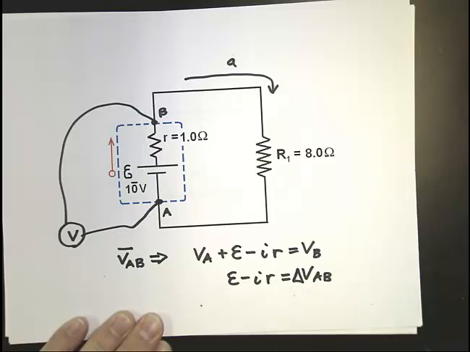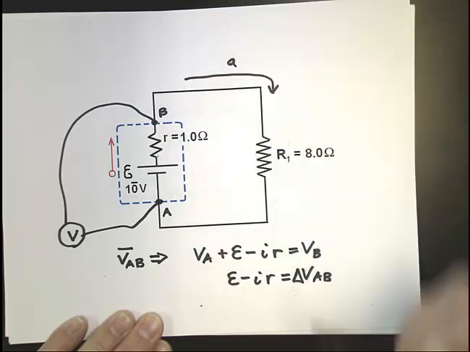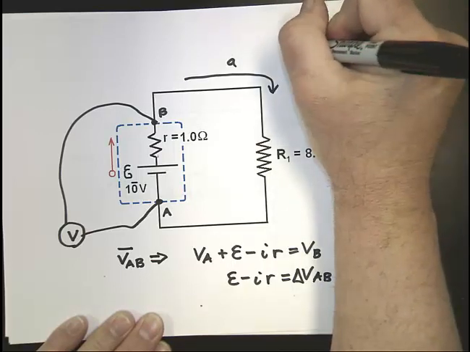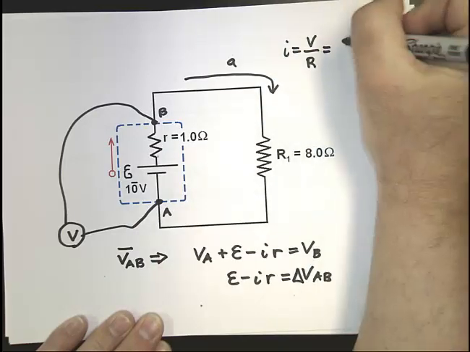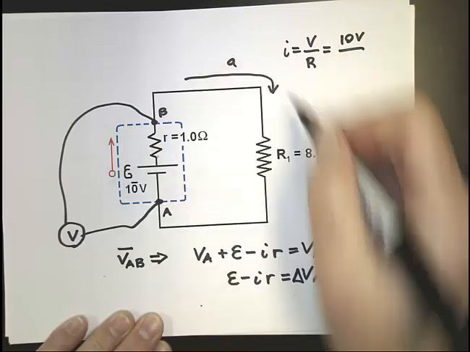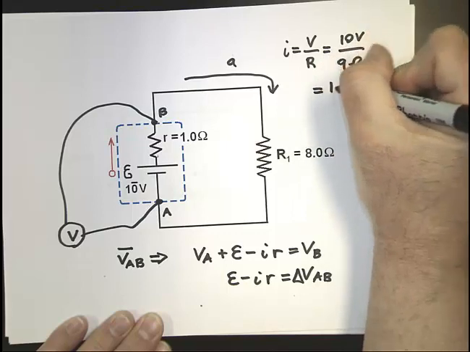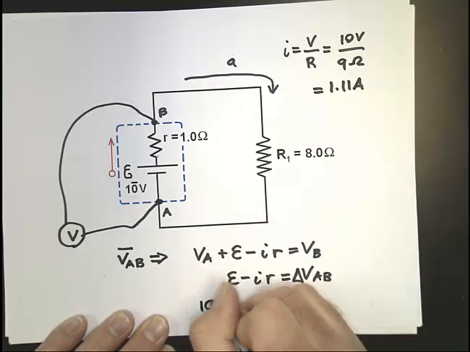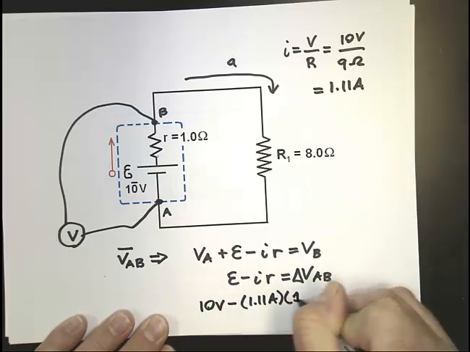How can we figure out the current? Well, this is just a resistor. This is a resistor, so we have a total of 9 ohms of resistance. So if I equals V over R, the total push in this circuit is 10 volts. The total resistance in this circuit is 9 ohms. So that means we have a current of about 1.11 amps. So across this battery, we don't have 10 volts. We have 10 volts minus 1.11 amps times 1 ohm.